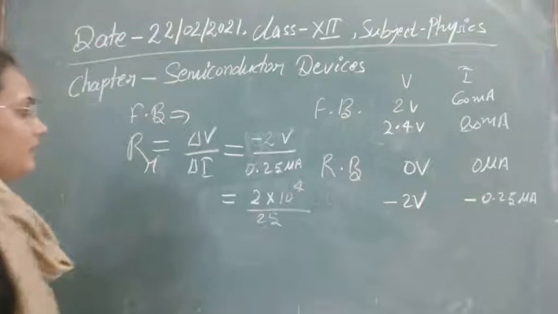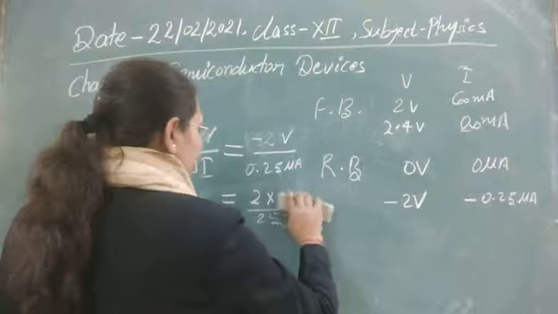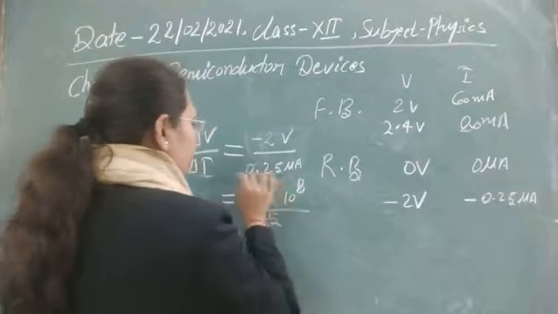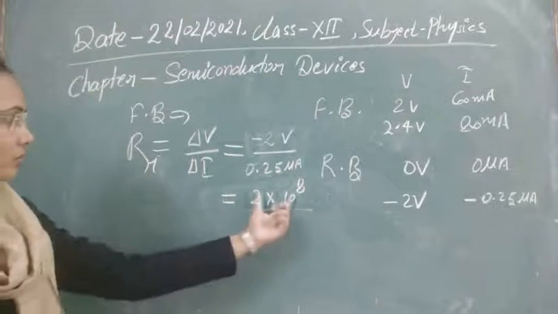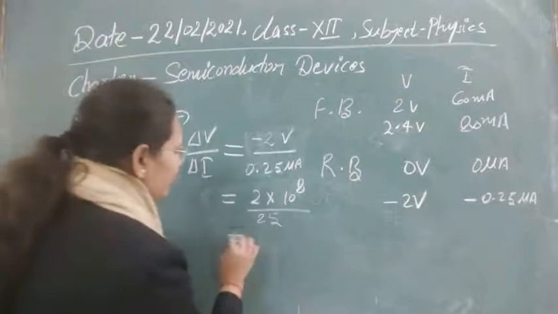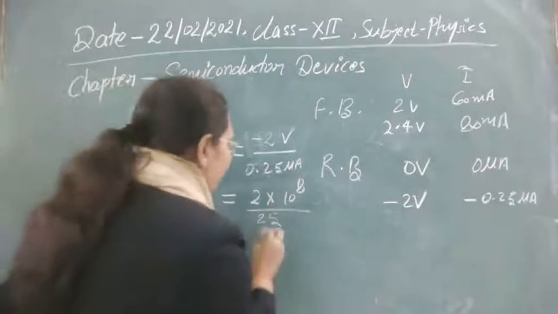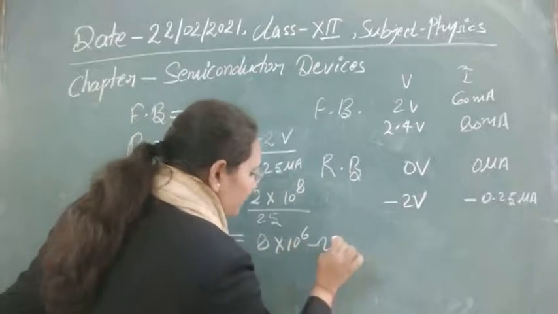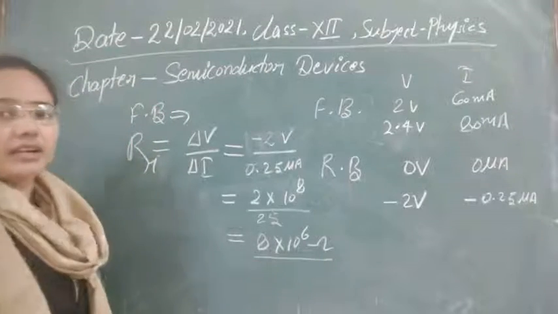Sorry guys, this will be 10 to the power 8. 10 to the power 6 from here, 10 to the power 2 from here. I just took, this will be totally 10 to the power 8 here. And again, if we solve it, this will be equal to 8 into 10 to the power 6 ohm here by solution. So this is the reverse resistance that we can get here.